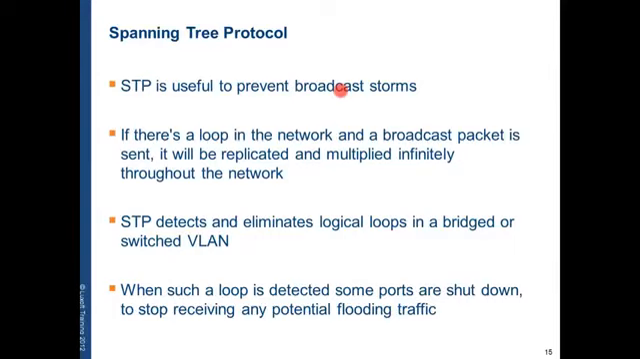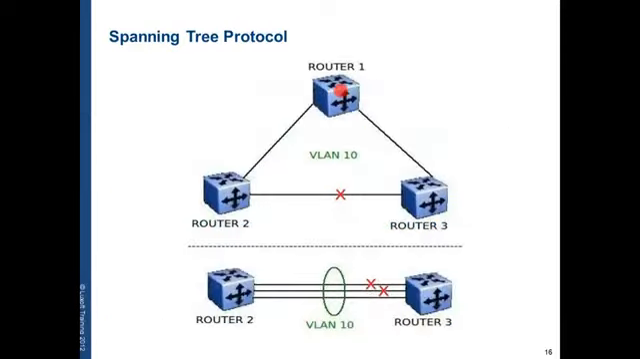Okay, STP, the Spanning Tree Protocol, will make a map of the topology, and it will block some ports in order to eliminate this logical loop. From this screen you can see that if we have three routers which make a loop, one link will be shut down.